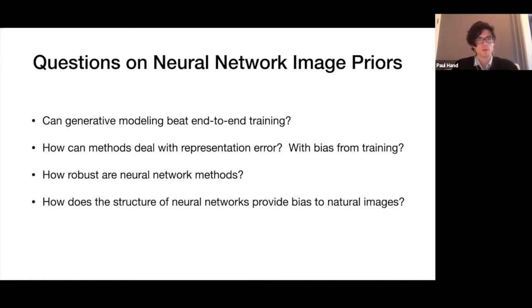So we talked about the issue of representation error and bias you can get from training data. This is a major concern. There are approaches for this, some of which are very principled, some of which are ad hoc. But there's actually a ton of methods that are all waiting to be analyzed in this domain.